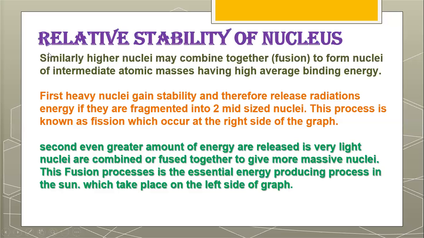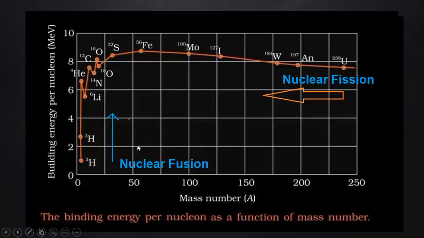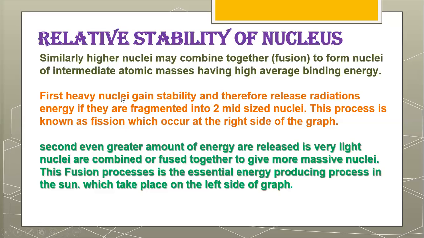In another way, similarly, the lighter nuclei may combine together, that is fuse, to form nuclei of intermediate atomic masses having high average binding energy. It means the lighter nuclei which want to gain a higher value of binding energy should combine with each other by the phenomenon of nuclear fusion. As a result, they gain stability.